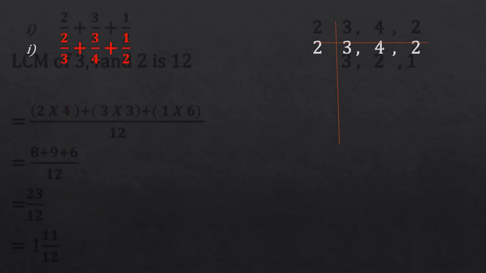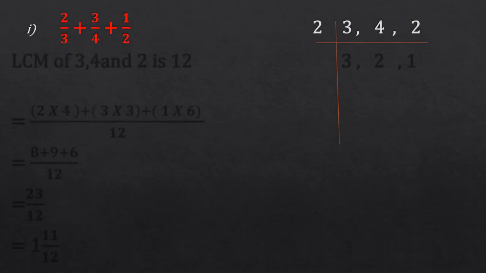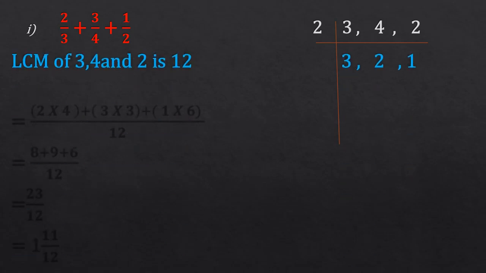One more part I have done for you. It is 2 upon 3 plus 3 upon 4 plus 1 upon 2. I have taken this part because there are 3 fractions. Okay, whether there are 3 fractions or 2 fractions or more than 3 fractions, it will not change our procedure. Steps will remain same. So again, we will take the LCM of 3, 4 and 2, which is 12. Okay, write down common denominator 12.